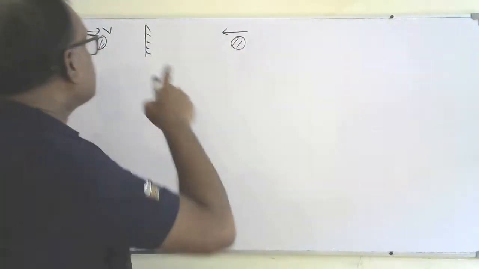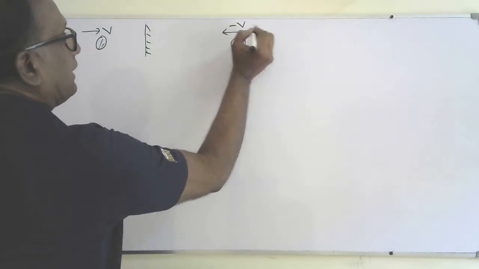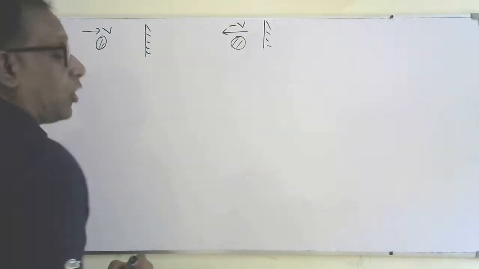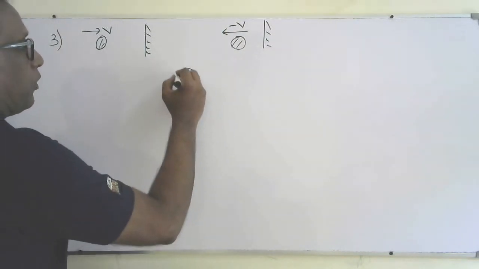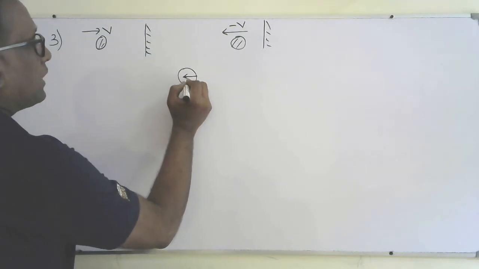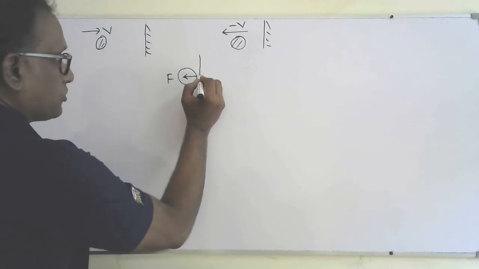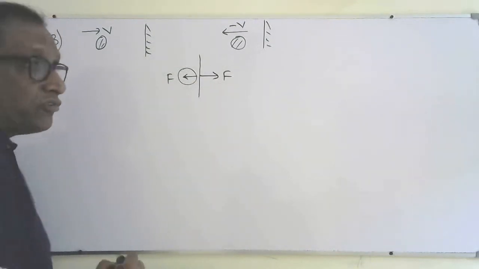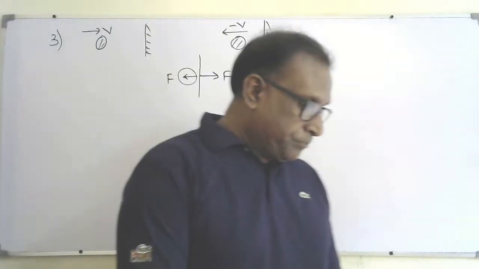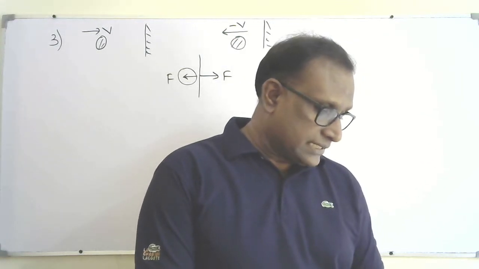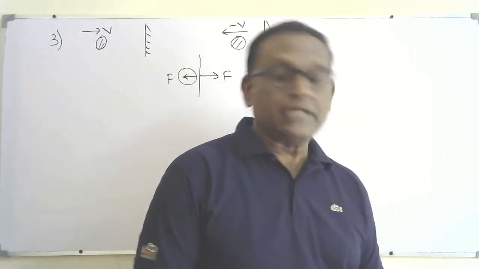So towards right is taken positive, which means this will be negative v. We know that during collision, the ball will experience force towards left. According to my diagram, the wall will experience force towards right. So the question is, they are giving four answers: which of the following is the impulse on the wall?